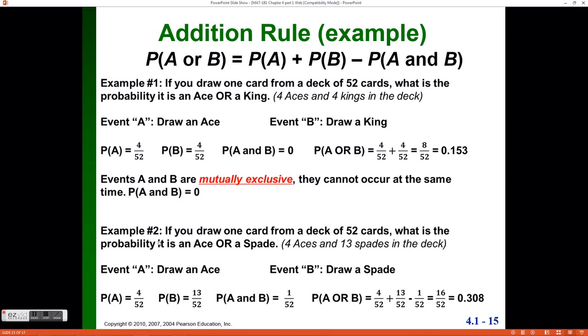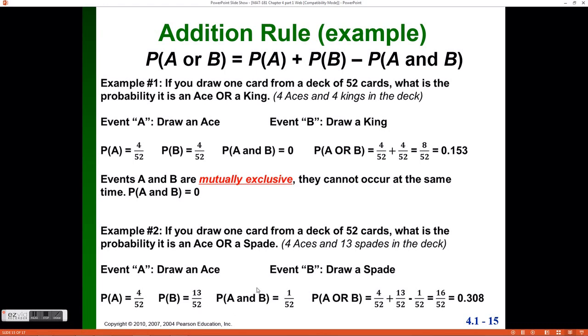Let's go down to example 2. Again, I'm going to draw one card from the deck, but this time I want to calculate the probability it is an ace or a spade. For reference, there are, again, 4 aces in a deck. There are 13 of each suit in a deck of cards, so there are 13 spades. I'll refer to event A as pulling an ace, and I'll refer to event B as pulling a spade. Nothing changed on event A. The probability I draw an ace, there's 4 aces out of 52 cards, so 4 out of 52. The probability I'd pull a spade, since there's 13 of them, would be 13 out of 52.